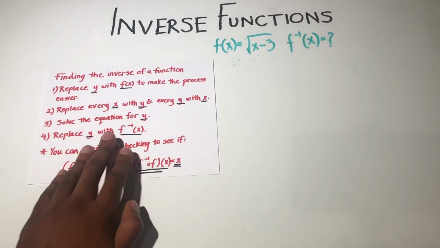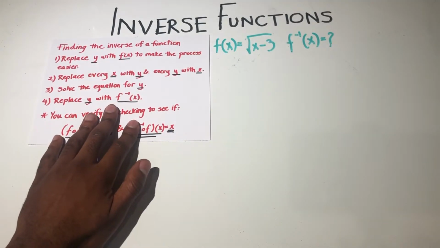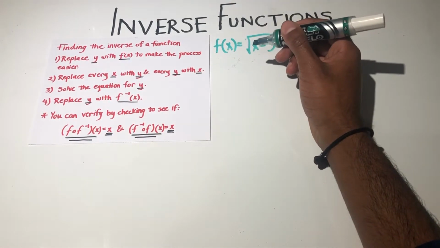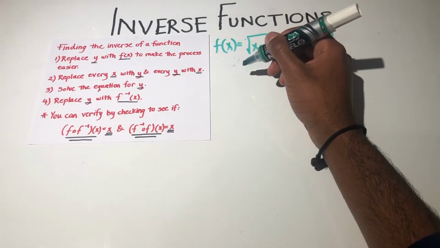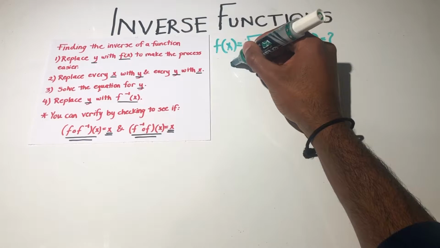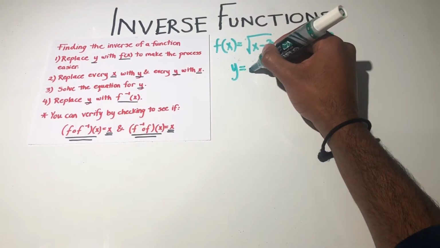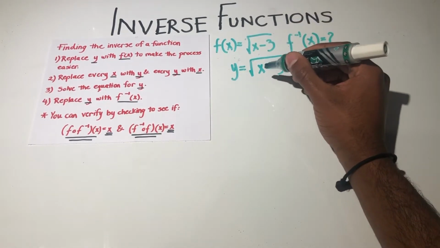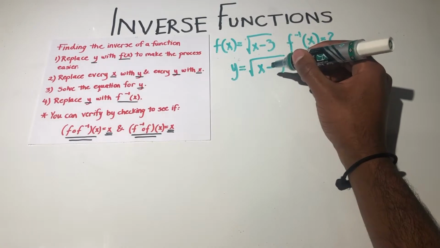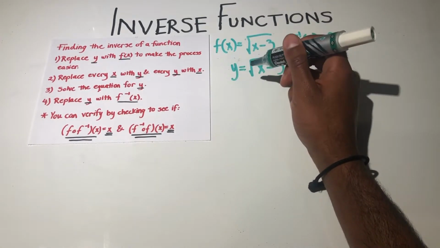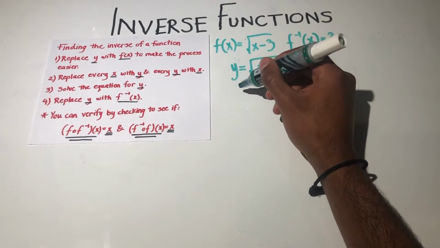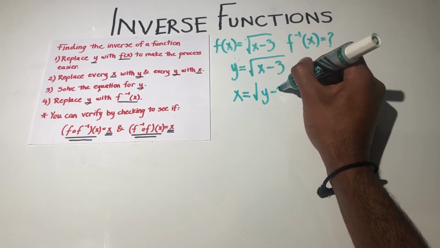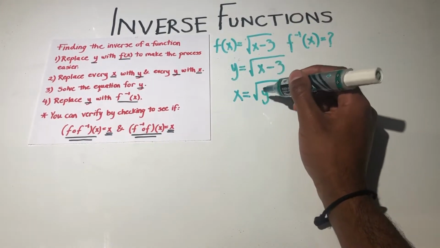So let's go ahead and begin with our example here. I'm going to leave this here for reference. So the first step says to replace f of x with y to make the process a little easier. So instead of f of x, I'm just going to write y is equal to root x minus 3. Then it says to replace every x with y and every y with x. We only have one y here and one x here, so we're just going to swap them. So x is equal to root y minus 3. And then we're going to solve for y.